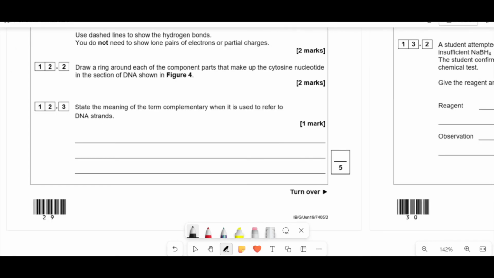Now it says state the meaning of the term complementary when it's referring to DNA strands. It means that you have hydrogen bonds between A to T and C to G.